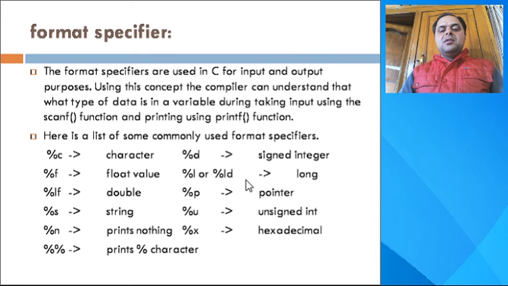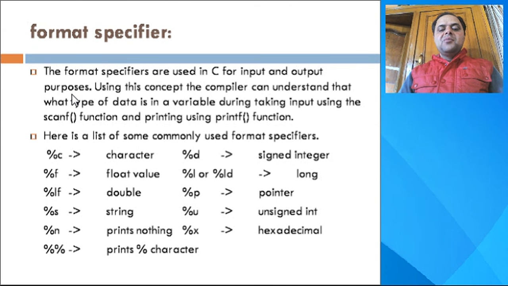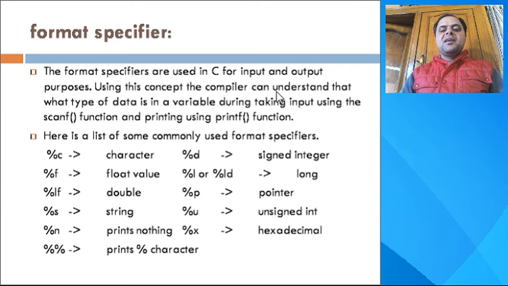Format specifier. Format specifiers are used in C for input and output purposes. For example, scanf is for input and printf is for output, and we use format specifiers in those functions. Using format specifiers, the compiler can understand what type of data is in a variable while taking input using the scanf function, and while printing using the printf function.